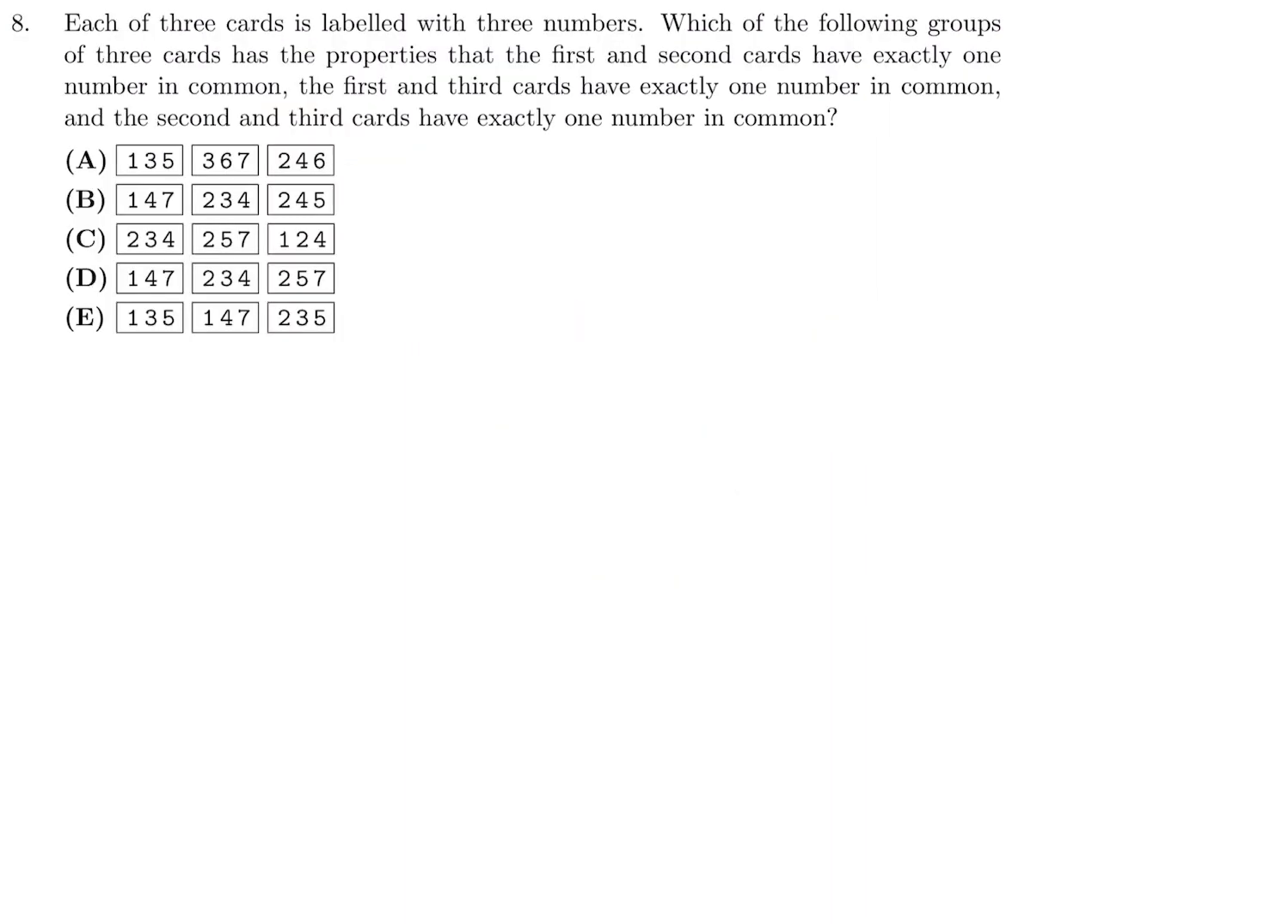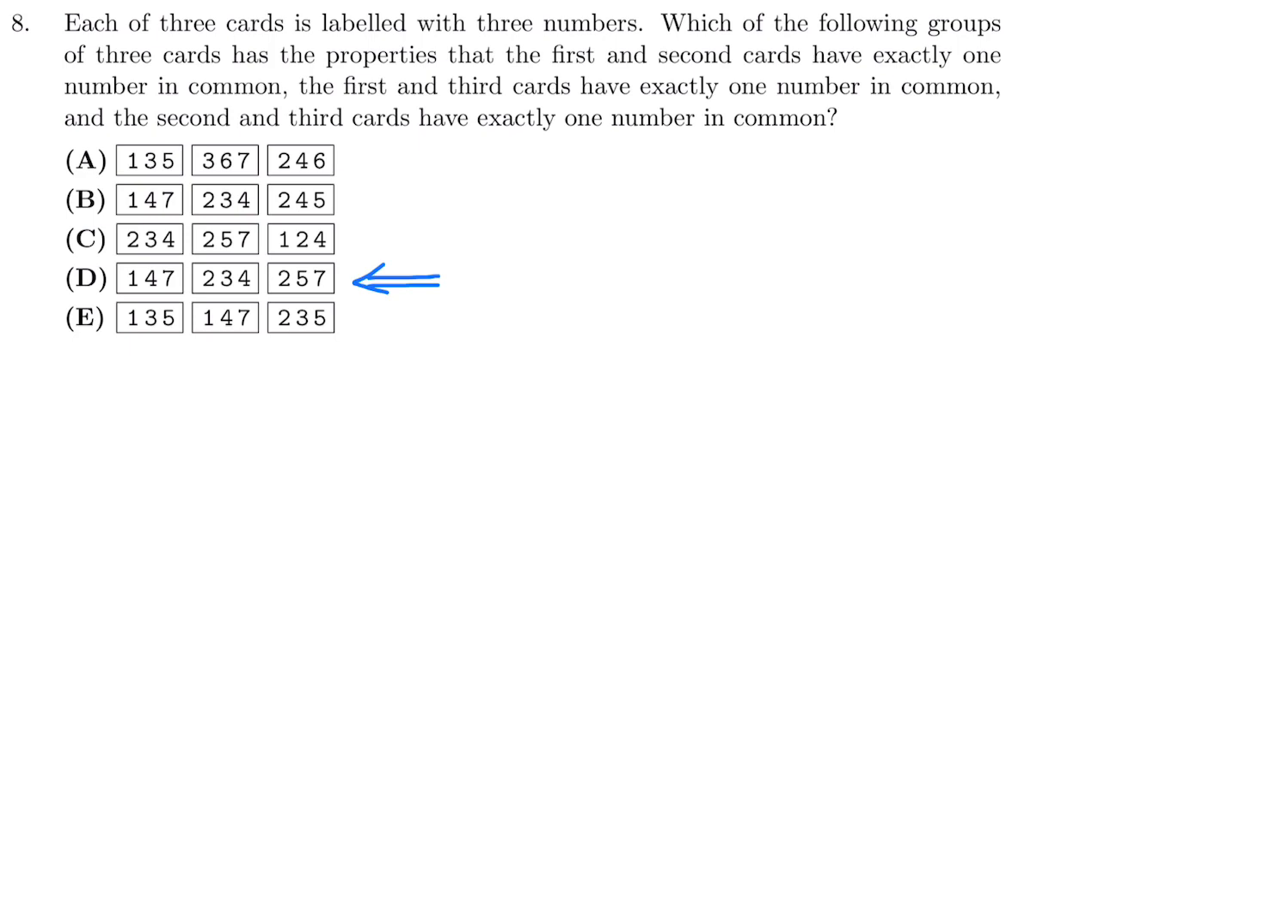Each of the 3 cards is labeled with 3 numbers. Which of the following groups of 3 cards has the properties that the first and second cards have exactly 1 number in common, the first and third cards have exactly 1 number in common, and the second and third cards have exactly 1 number in common? All right, so just look through these and figure it out. So that's all it is, really. Not much more I can say. So the answer is D.